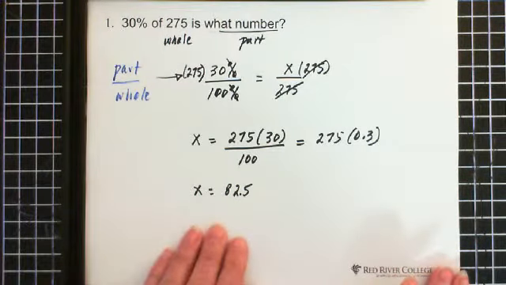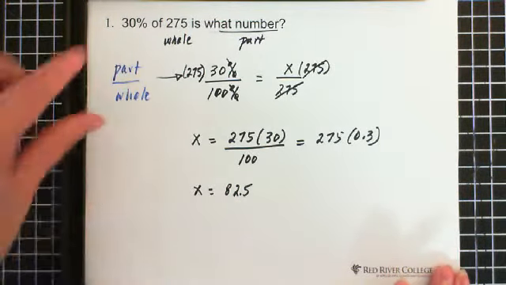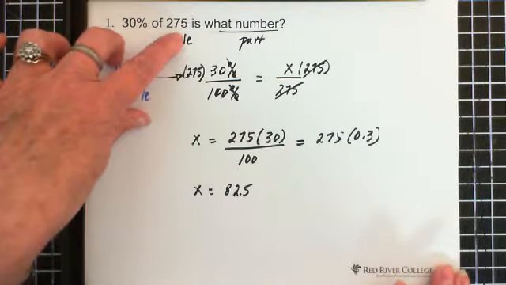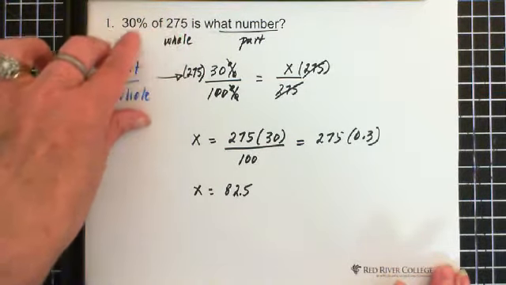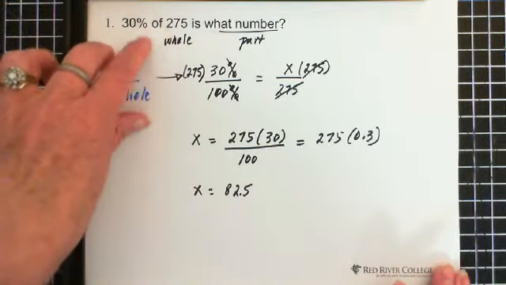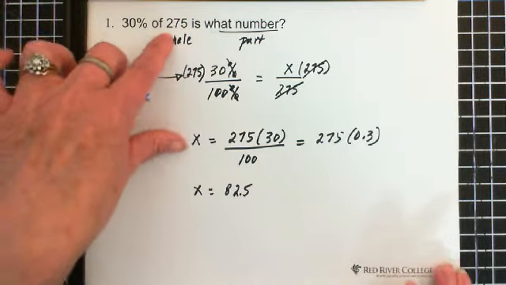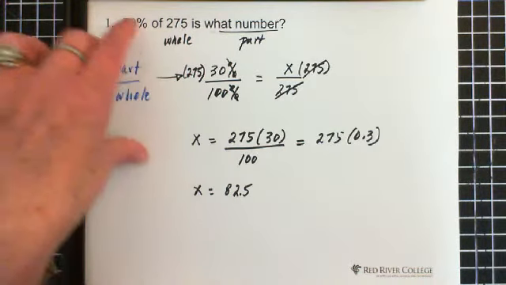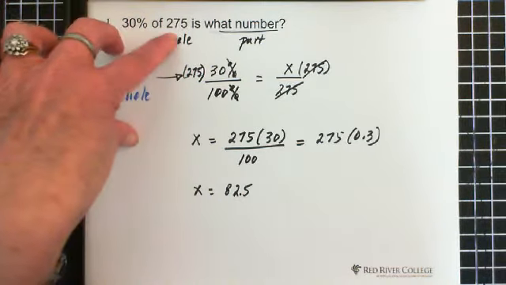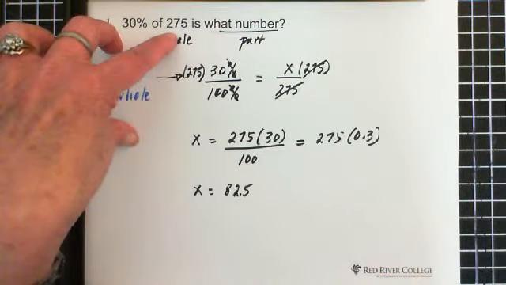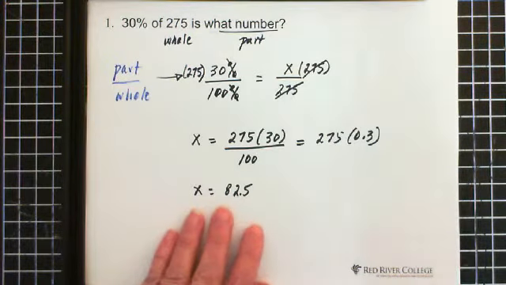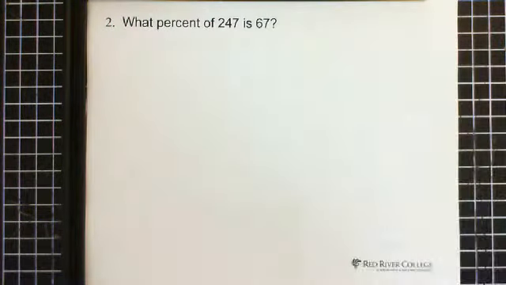And it's always a good idea to ask yourself if the answer makes sense. 30% of 275. This is almost 300. 30% of 300 would be, oh, that's wrong. Actually, bad thinking there. Approximately 1/3, right? So approximately 1/3 of 300 would be about 100. So this is a reasonable answer. Let's try the next question.